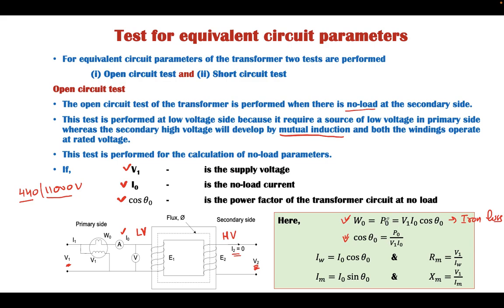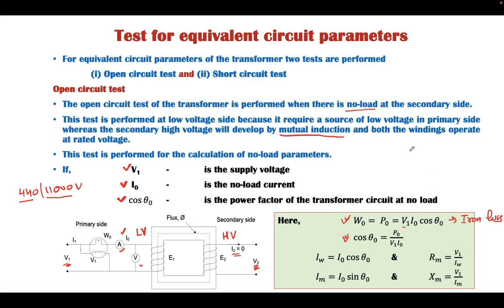Now, we can find out cos of theta, that is the no load power factor of the transformer, by rearranging this equation knowing the value of V1. V1 is nothing but the applied voltage measured by the voltmeter. I naught is nothing but the no load current measured by the ammeter. Cos of theta we can calculate over here. P naught is equal to W naught.